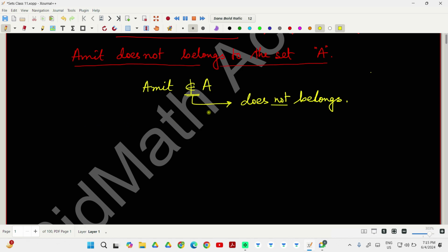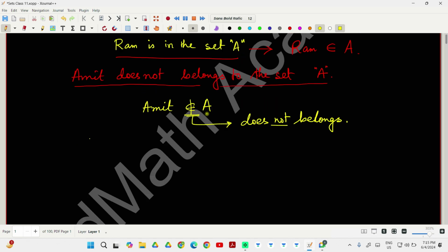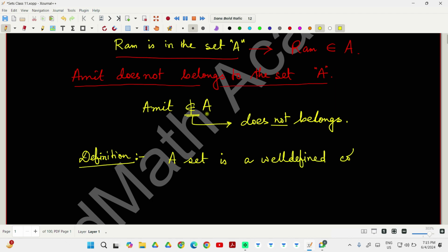Now come to the definition of a set. Now we can define a set. You have seen that a set is a collection. A set is a well defined collection of objects, and this is the definition of a set.